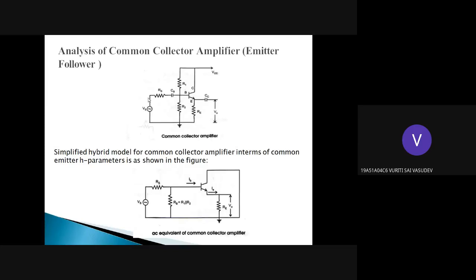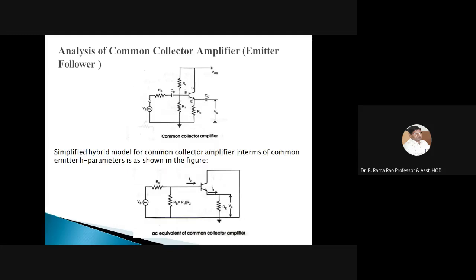Yes, sir. This is somewhat different from the previous amplifier circuits like CE and CB. Here the input junction is between the base and collector. Collector is made common between the input and output terminal, so the output is taken across the emitter. That's why it is called an emitter follower.